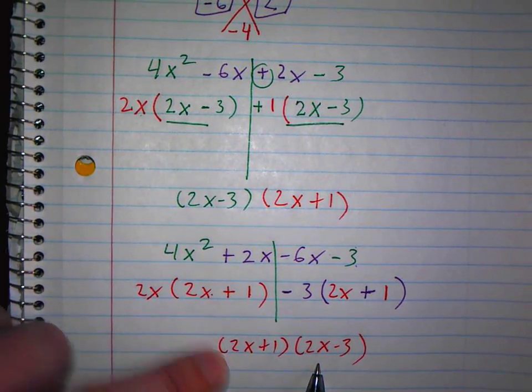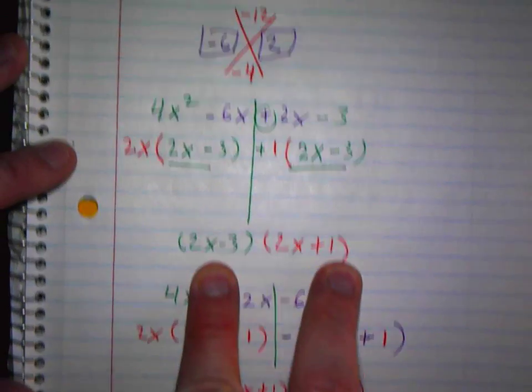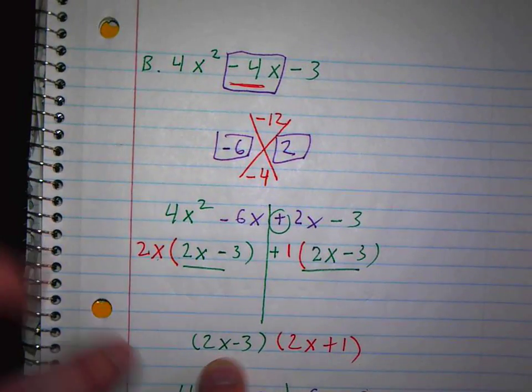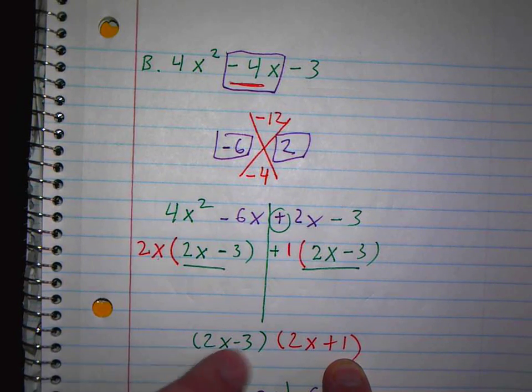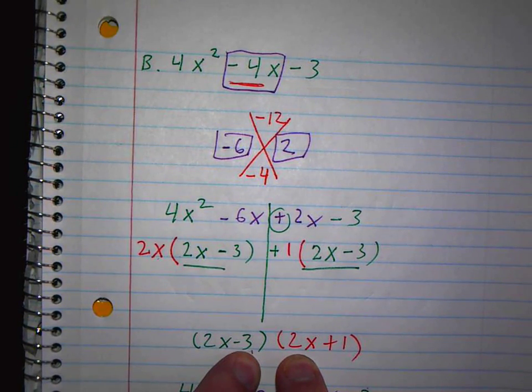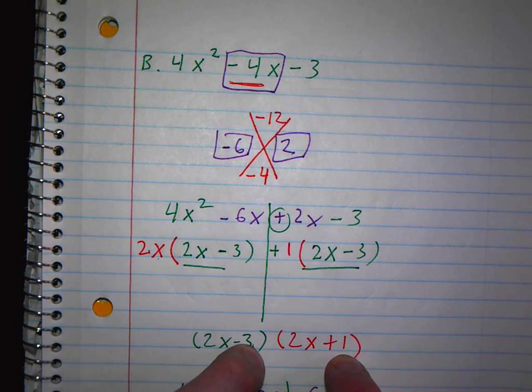And again, I like to check my work. 2x times 2x is 4x squared. Let me actually go to this one. So 2x times 2x is 4x squared. 2x times 1 is 2x. Negative 3 times 2x is negative 6x. Plus the 2x I had makes negative 4x. Negative 3 times 1 is negative 3. Notice it takes no time at all to check your work, right? Especially on a quiz, test, ACT, AccuPlacer, you should definitely check your work.